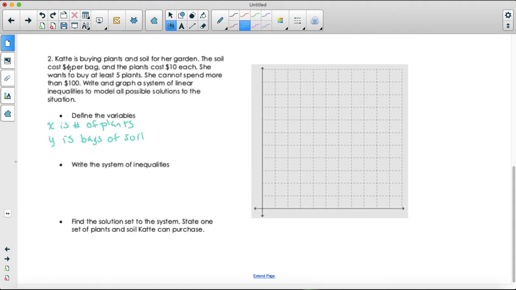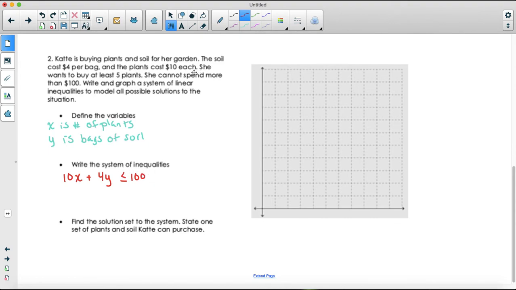The soil costs $4 per bag and the plants cost $10 each. And we know the $100, she can't spend more than $100. So we know that the 4, the 10, and the 100 should all go together. So our first part of our inequality, soil is $4 per bag and plants are $10 each. So x is going to be the plants. So $10 per every plant plus $4 for every bag, so $4 for every y. She cannot spend more than $100, so no more than $100. So she can spend less than, but she can also spend equal to $100. That's our first inequality.